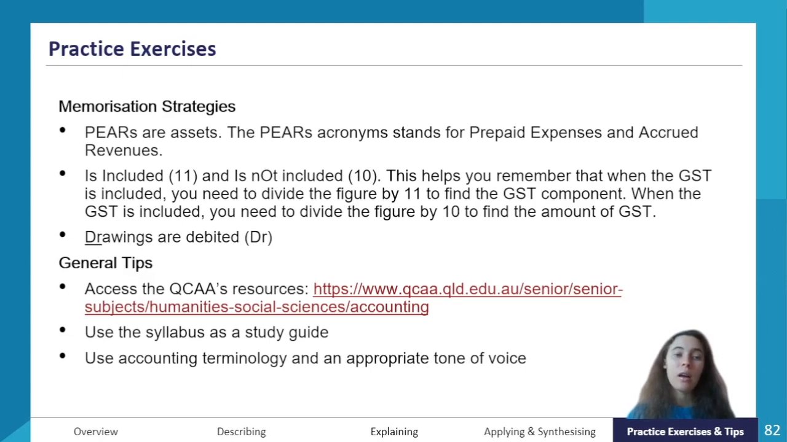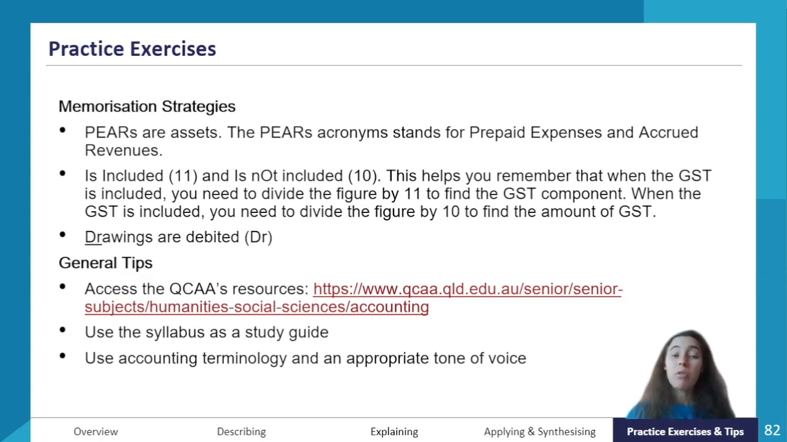GST included, you can think of as being 11 for the two 1s, and GST not included stands for 10. So when GST is included, you divide by 11 to find that GST component for your general journal entries. And when it is not included, you divide by 10. So that should say not included in that second sentence there. Drawings are debited, so DR stands for the debit. So that's how you can remember that that's a debit.